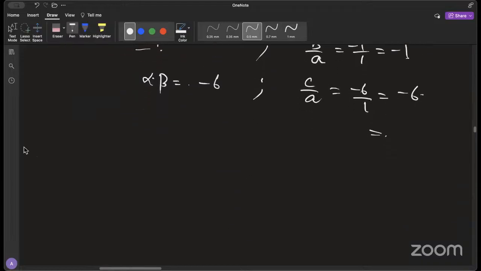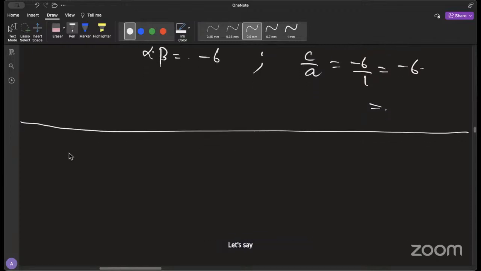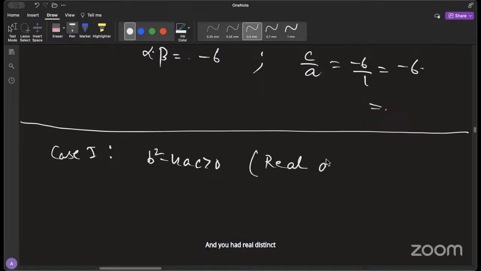Now let's discuss how the graphs look like. We had made 3 cases, right? So the first case was when your b square minus 4ac was greater than 0, and you had real distinct roots.